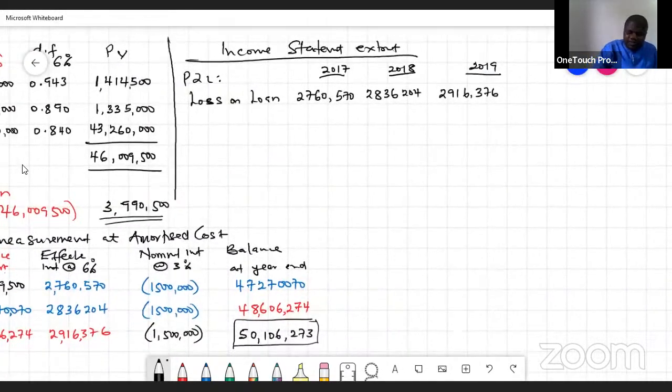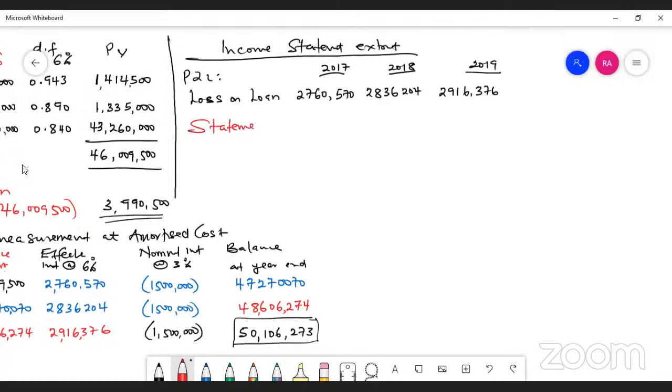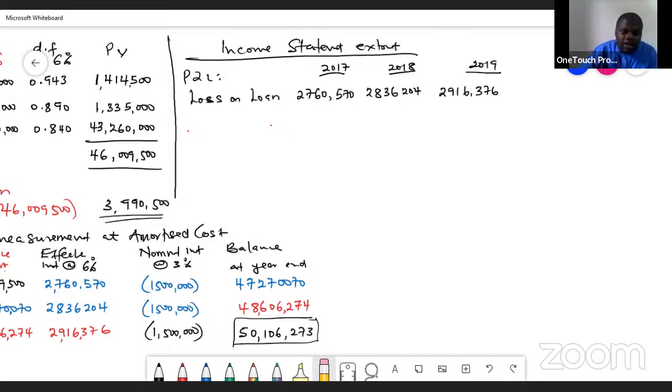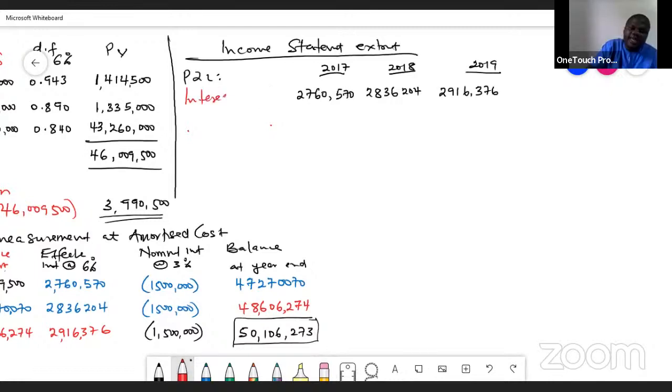All right, so statement of financial position. So I was thinking the loss on loan is at 3,990,500. So this one is for other interest income that I've copied there. So interest income. Then the loss on loan is 3,990,500. So dash.